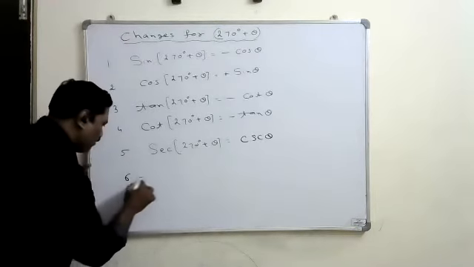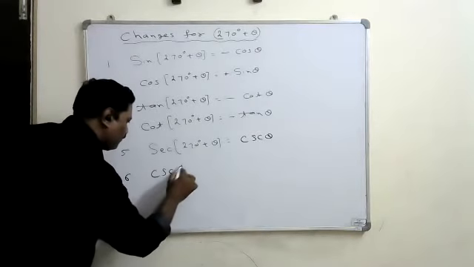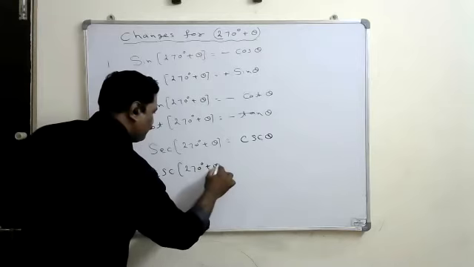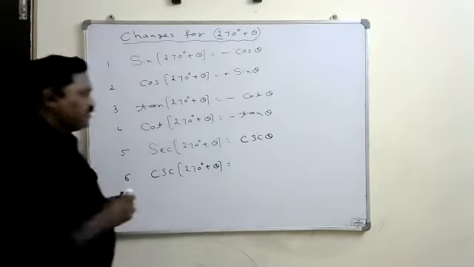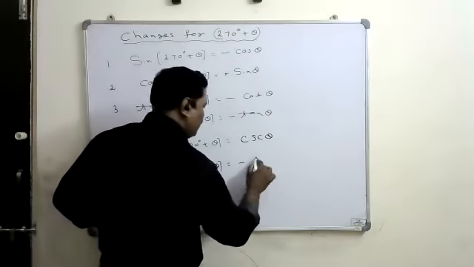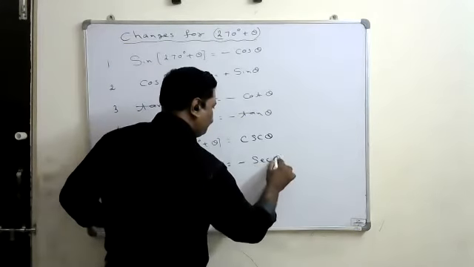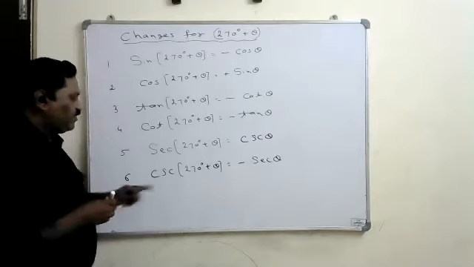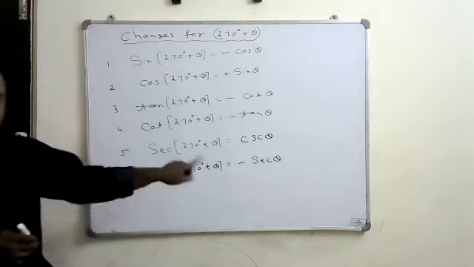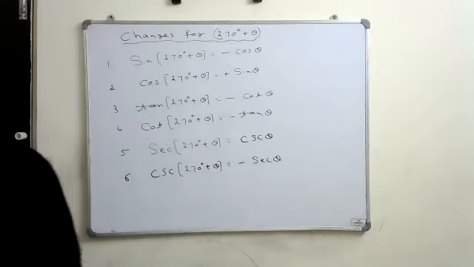Then cosecant of 270 degree plus theta, how does it change? Minus secant theta, because in the fourth quadrant, cosecant is negative, that's why there is a minus sign. So like that, it is going to change. So write that down.